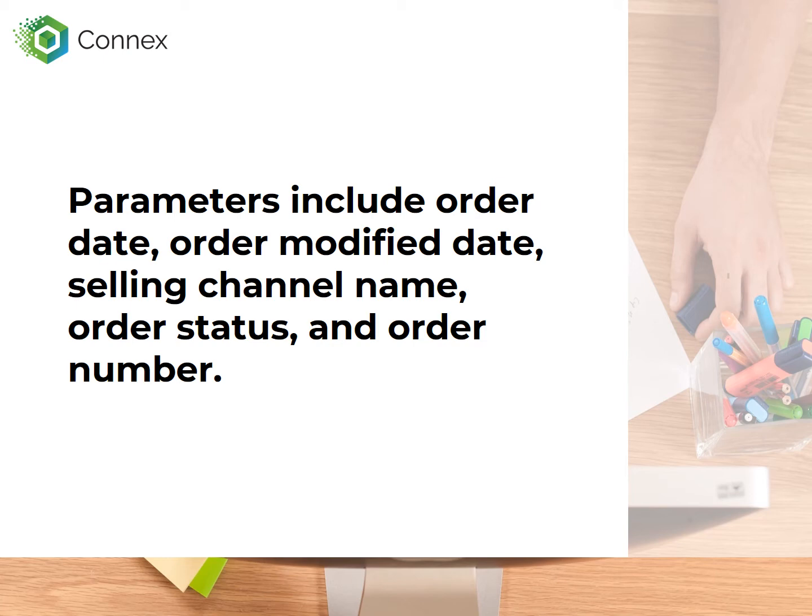Some of the parameters we send include the order date, order modified date, selling channel name, order status, and order number. When I put together the API, I wanted to make it simple, that we can really query your orders in almost any field. And from personal experience over the last 10 years, these are the most common fields that someone would want to query.